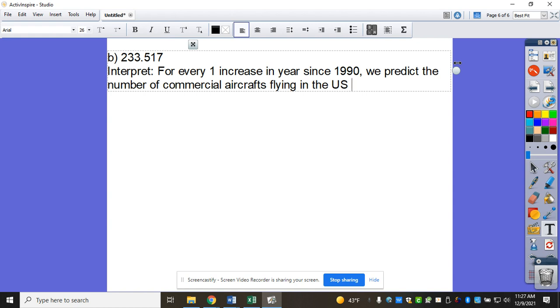And then you would say we predict the number of commercial aircraft flying in the U.S. what? And then by about 233.517 aircraft, I guess I would use as my units. Questions on that one? Again, that one's one of those you either know it or you don't.